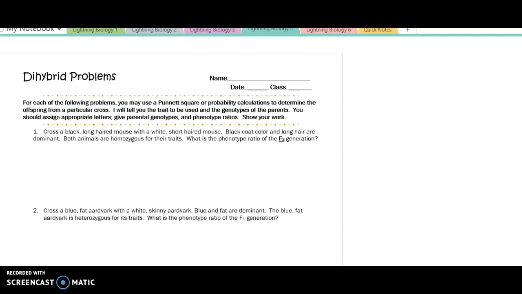But let's get started. A dihybrid problem, and so when we're talking about dihybrid, di means two, and hybrid is just the different traits. And so when we talk about a dihybrid, what we're actually talking about is that we are looking at two traits at the same time.